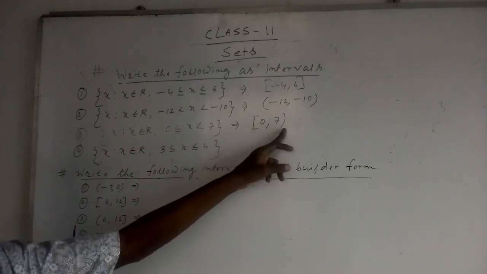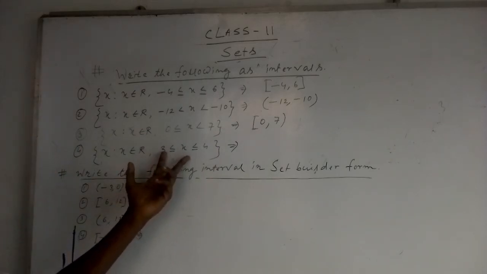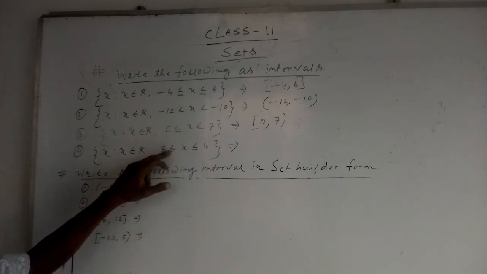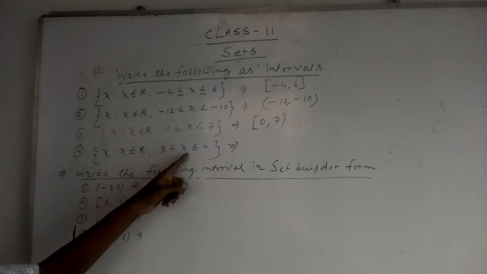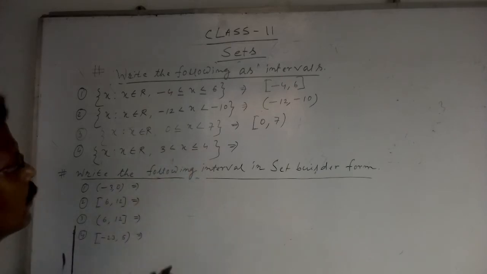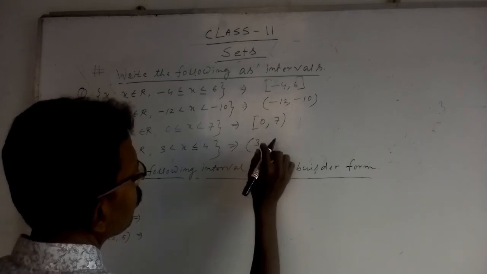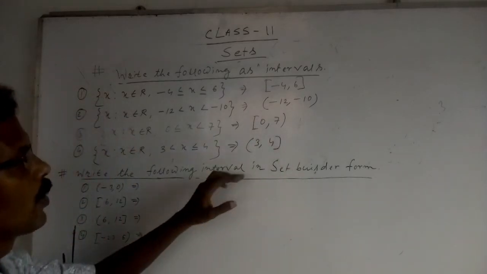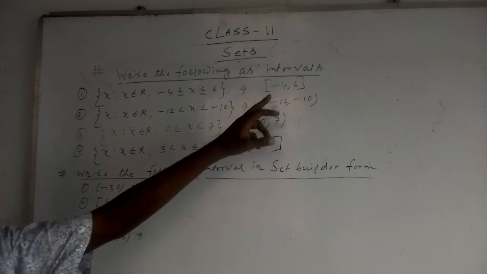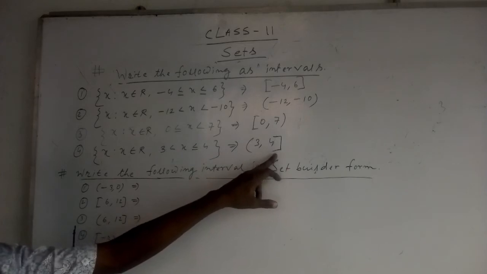Closed from the left and open from the right. Now the fourth one, closed from both sides. That is 3 less than equal to x less than equal to 4. And if you rub this sign, then 3 less than x less than equal, that is, it is open from left and closed from right. That is open from left, 3 and 4. This is also semi-open. Use third bracket. Okay, this is closed interval, this is open interval, this is closed from left and this is closed from right.